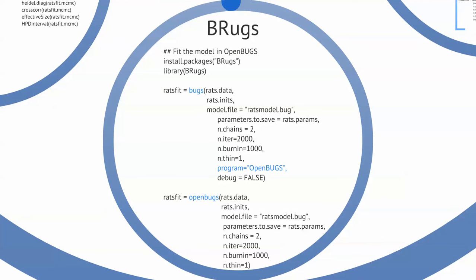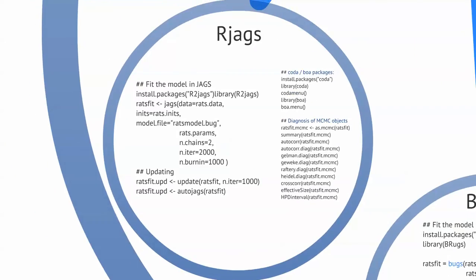So the second package I'm talking about is BUGS. BUGS can be used to run the same thing, but this time it's in OpenBUGS, not in WinBUGS anymore. You could do it using bugs, where you can specify program equals OpenBUGS, or you could directly use the OpenBUGS function to get your OpenBUGS working. The last one is JAGS.